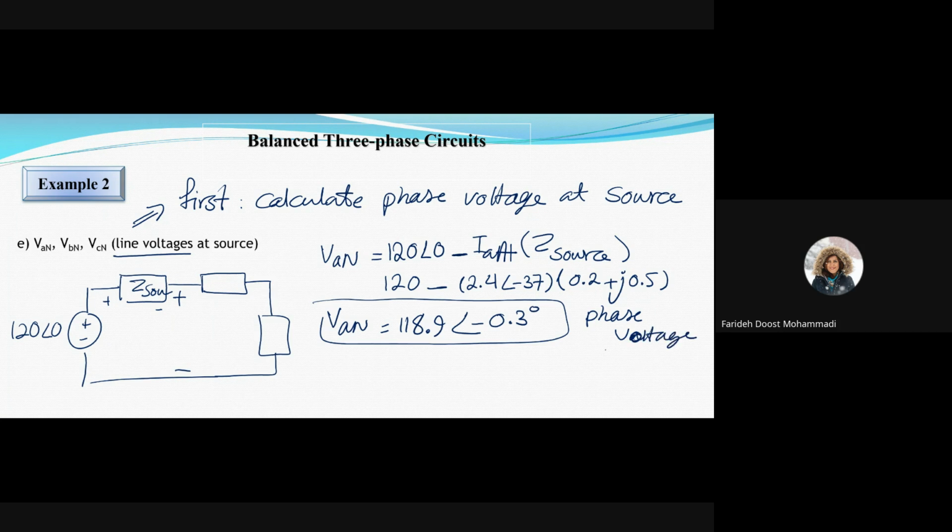If you have the phase voltage, all you need to do in order to find the line voltage is multiply this value by radical 3 and adjust the angle. So radical 3 times 118.9 with an angle of minus 0.3 plus 30, and then minus 90, and then plus 150.